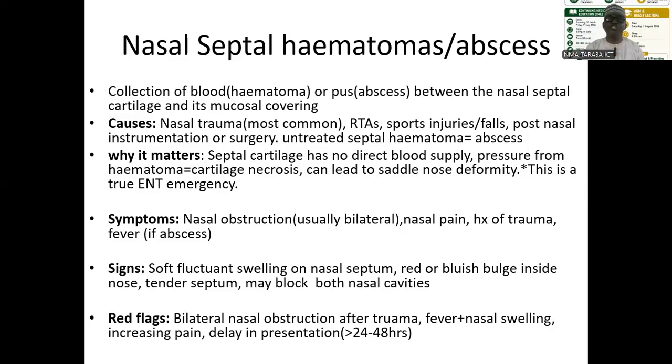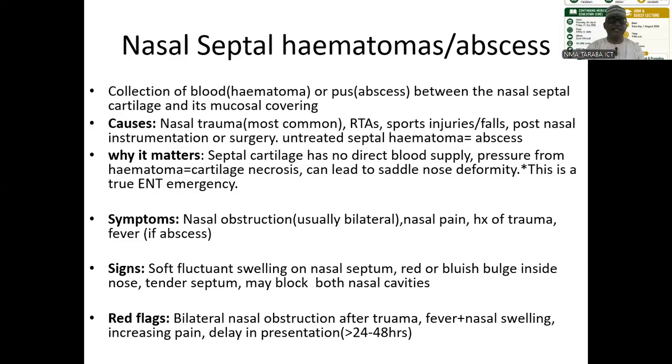It also changes your voice. We know that the nose is one of the resonating chambers in speech, so it is actually very important. The symptoms of these conditions are nasal obstruction, which is usually bilateral, nasal pain, history of trauma, and fever if there is an abscess.